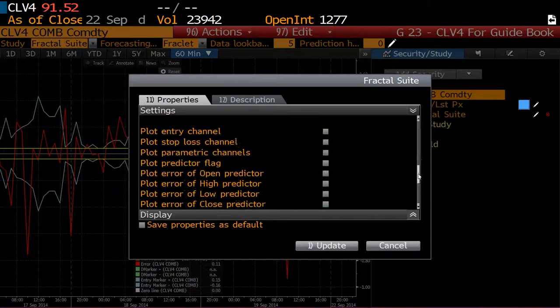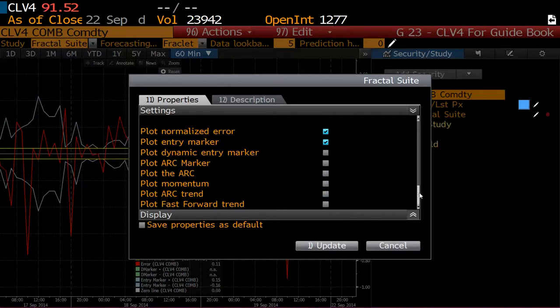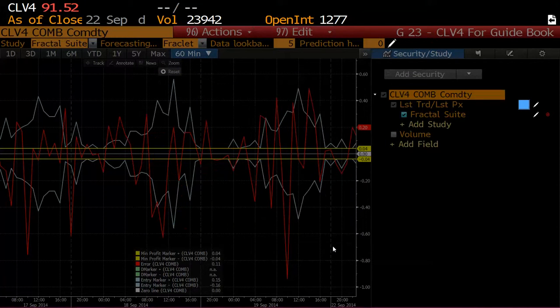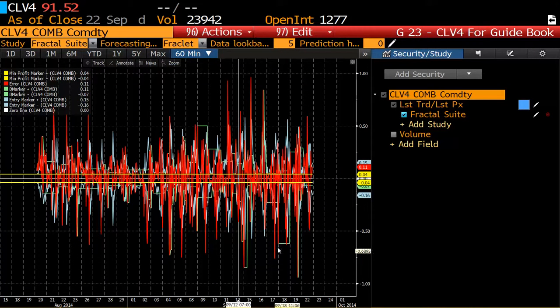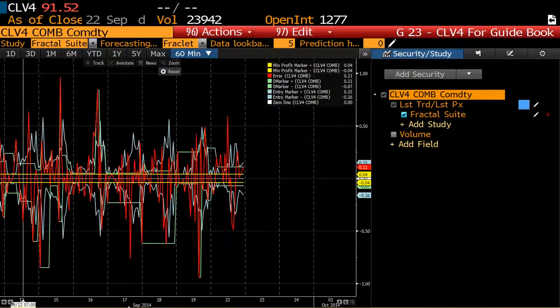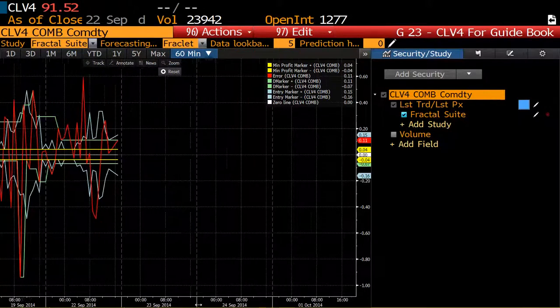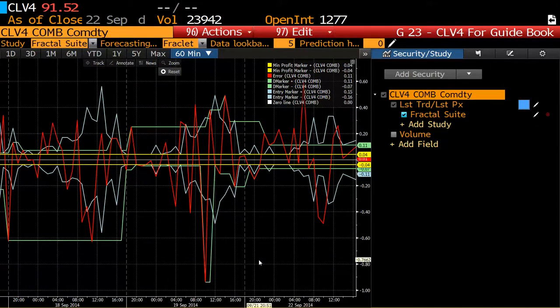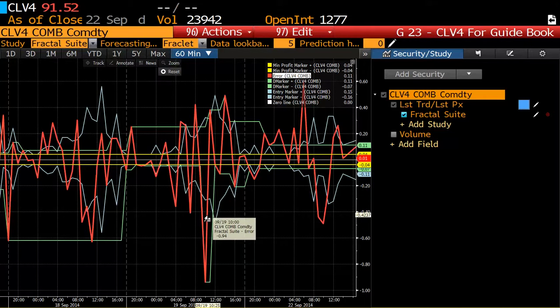So what we can do to help us avoid that is scroll down to plot dynamic entry marker. Click that box, click update, and you will see the dynamic marker form around the error. So let's zoom in on this again. Alright, so let's take a look at that case in point. This exact example we looked at earlier.